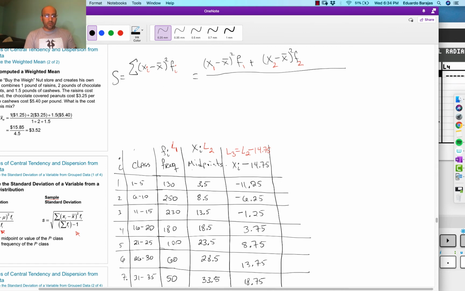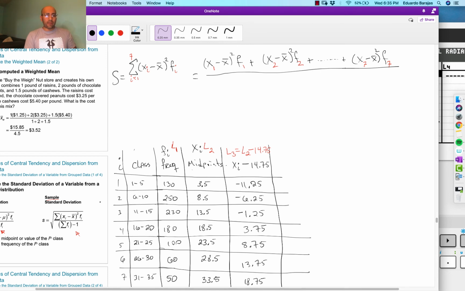And where do we end? Well, there are 7 for this example. So there should be a 7 there, and this is from i going from 1 to 7. So the very last term will be x sub 7 minus x bar squared times f of 7. And that is what this whole ugly thing is.